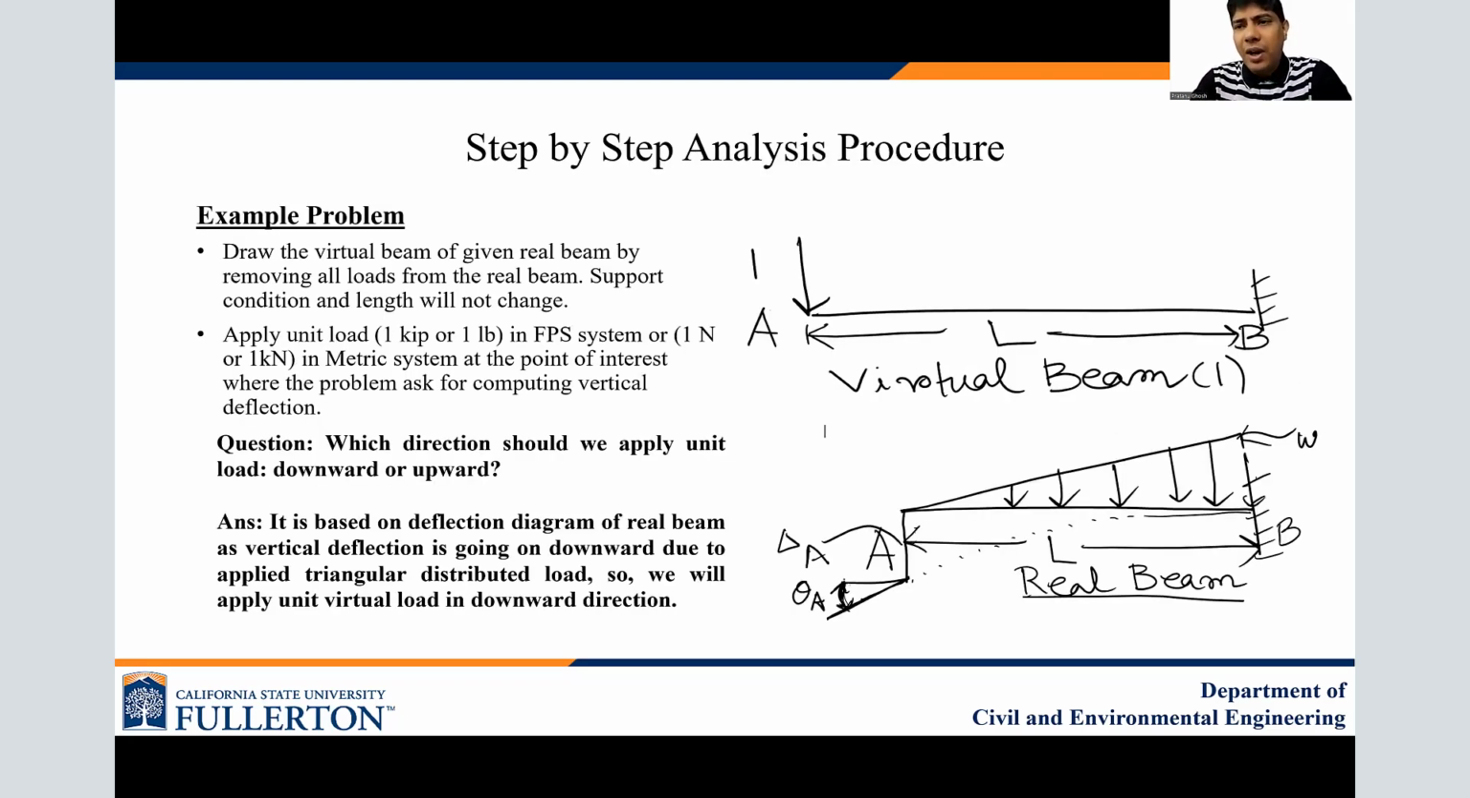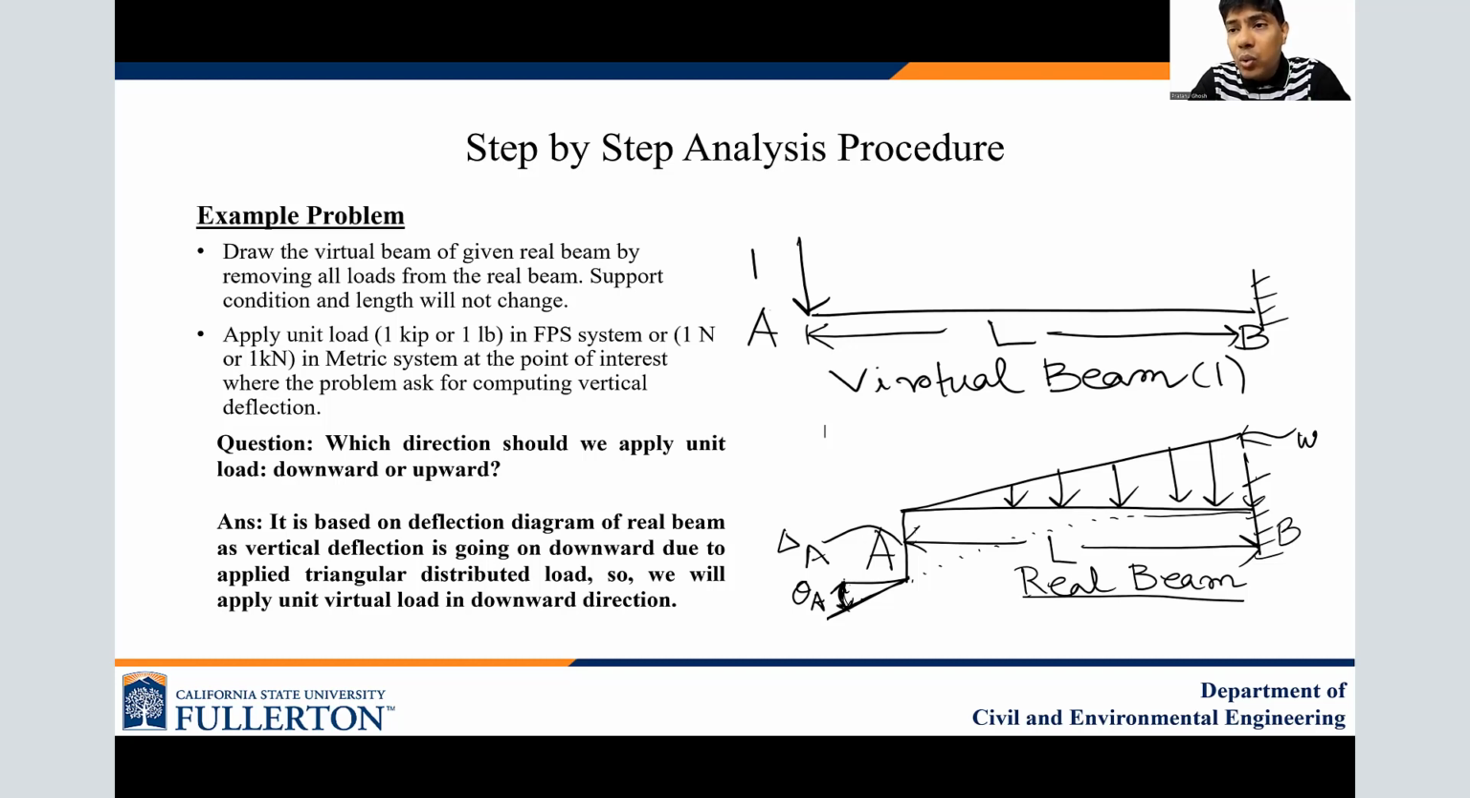To create the virtual beam, what do we need to do? We have to remove all loading from the real beam, whatever the loading was. As you see in the real beam, we had triangular distributed loading, so we'll remove the loading. Support remains the same, no change in support. Length remains the same. The only thing we need to apply is the unit virtual load at the point of interest. So what is the point of interest? Point A, because we are going to find out slope and vertical deflection at that point.